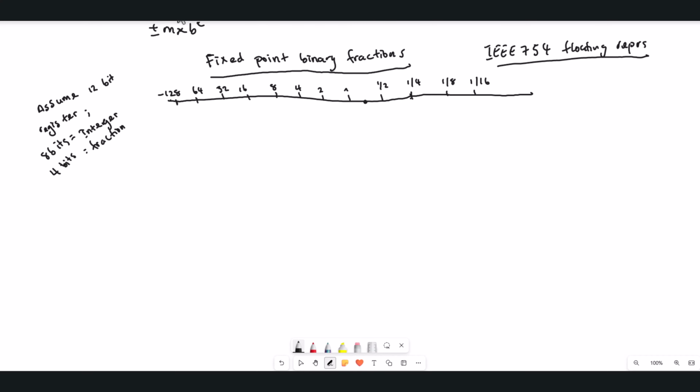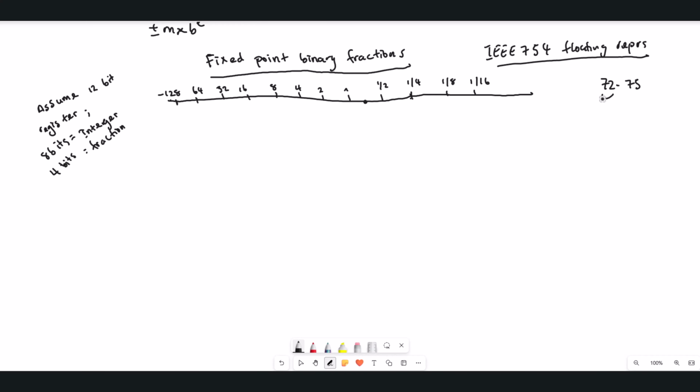For simplicity, let us assume that our computer has a 12-bit register. That is, 8 bits are for the integer part and 4 bits are for the fractional part, and we are assuming that this is a fixed point binary fraction. So how can we represent the number 72.75, which is straightforward?